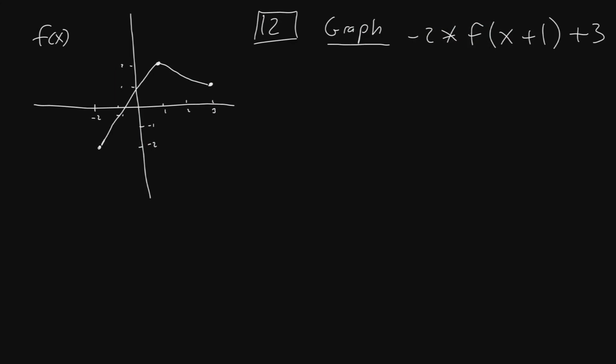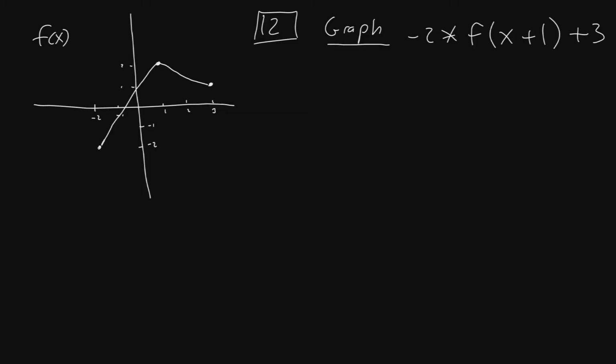Hello there once again. Welcome back to our Exam 1 review series. This time we're looking at problem 12. Now this particular problem is not actually on the review, but it's very similar to something you would see on the review. The problem is, using this graph on the left, we're going to be graphing -2 times f of x plus 1 and then plus 3 on the end.